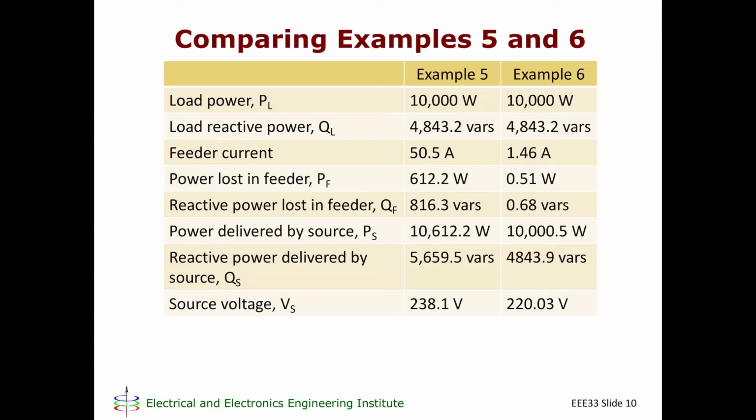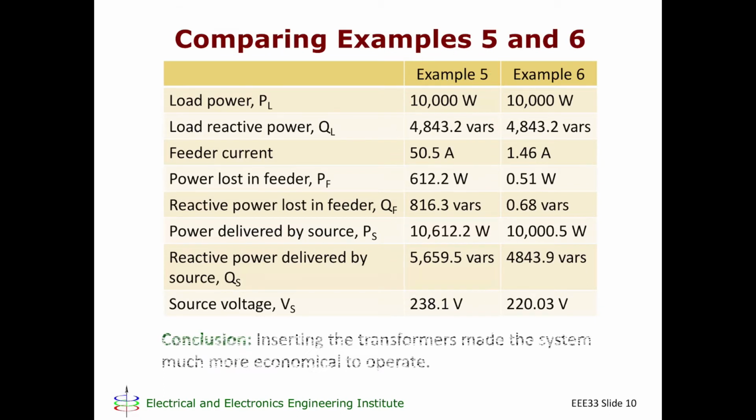And to account for the voltage drop in example 5, the source voltage has to be raised to 238.1 volts to be able to supply 220 volts to the load. Whereas in example 6, we only had to raise it by 0.03 volts. Obviously, example 6 is a more economical setup than example 5. So inserting the transformers made the system much more economical to operate.